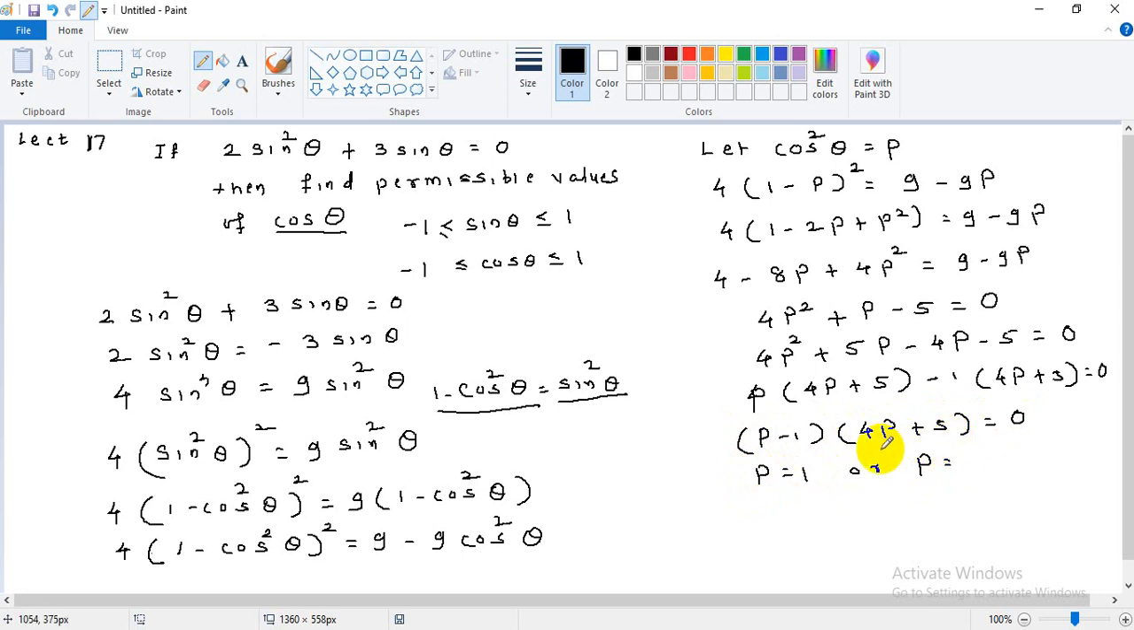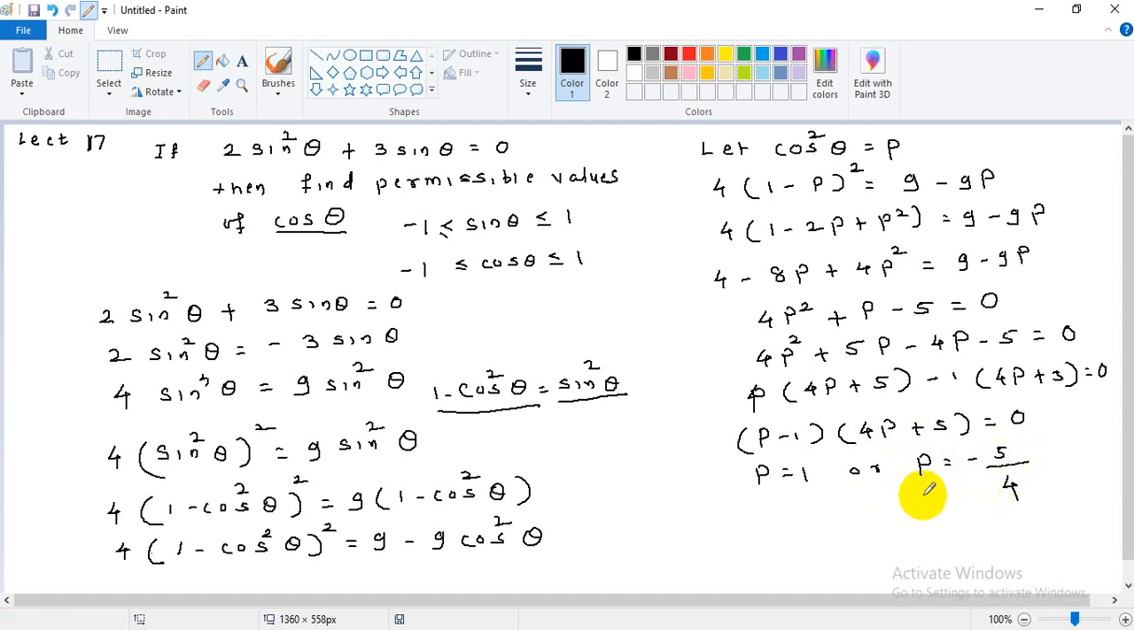p is equal to, 4p plus 5 is 0, so 4p will be minus 5. That much we understand, these things can be done orally. 4p is equal to minus 5, so p is minus 5 upon 4. Okay, so these are the things that we get.